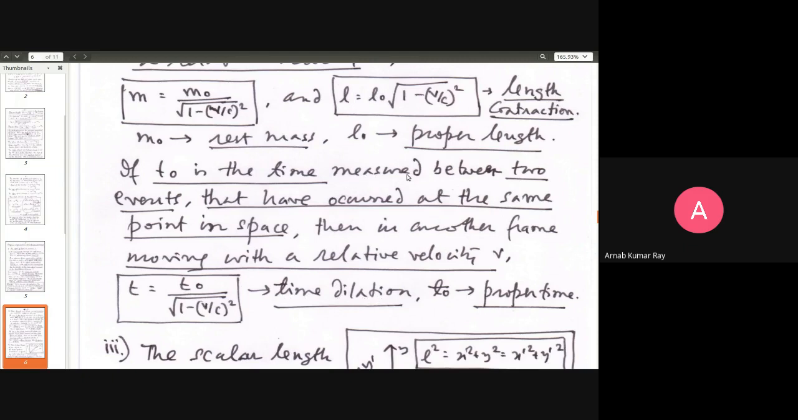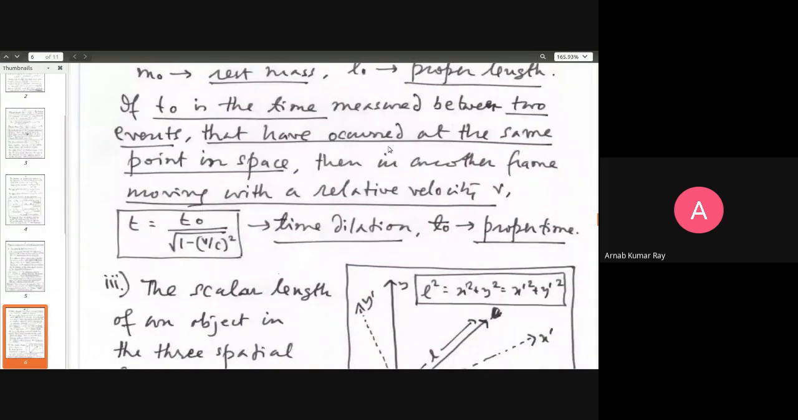If T naught is the time measured between two events that have occurred at the same point in space, this line is particularly important. What do you mean by occurred at the same point in space? You are traveling in a train. You are sitting in the train and you're feeling a little bored. So you want to have a little entertainment. Follow this discussion carefully. You are taking a coin or a tennis ball or whatever, and you're tossing it up and down. So you are sitting at your position in space, in your railway carriage seat, while you are throwing the object up. It is going up a certain height, then it is coming down, and you are catching that object.